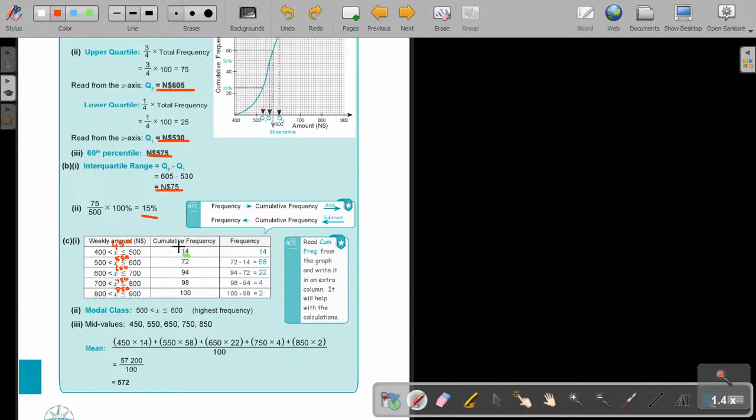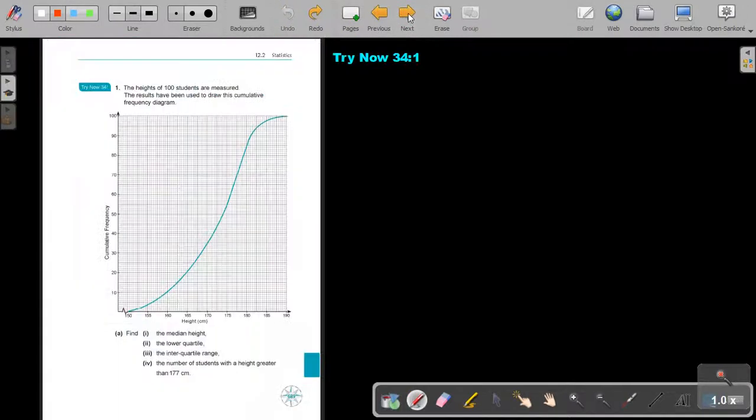And now I just multiply every time with the frequency. So multiply, multiply, multiply, multiply, multiply. And then I add that up, all the top, and I divide by the total frequency, and it's 572. That's also from previous work. Now stop the video and try number 1 of exercise 34. You can continue the video as soon as you are finished.